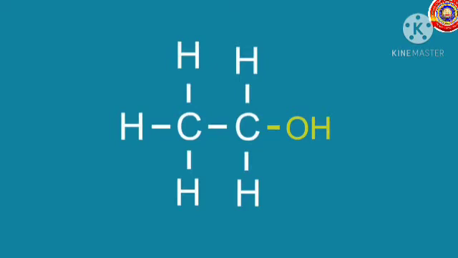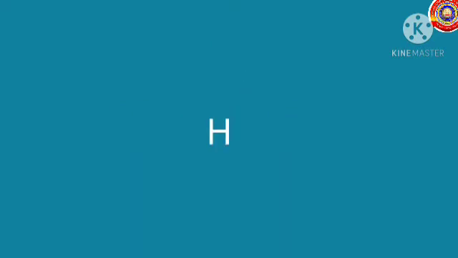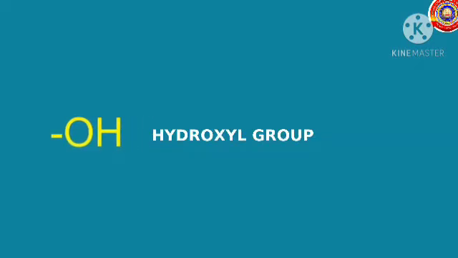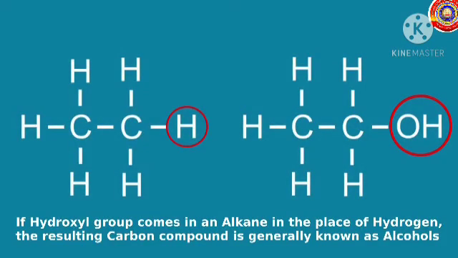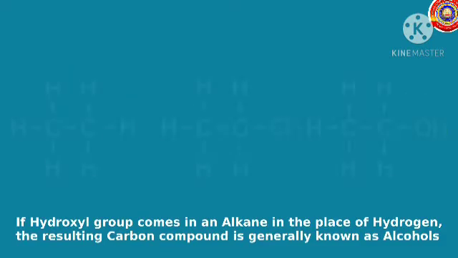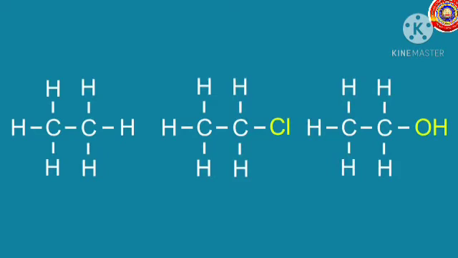What comes instead of hydrogen in this? You can see that a group of atoms, right? This OH group in this compound is called hydroxyl group. If hydroxyl group comes in an alkane instead of hydrogen atom, then the resulting compounds are generally known as alcohols. They are called alcohols. Here also, the physical and chemical properties of the newly formed compound will be entirely different from that of ethane.